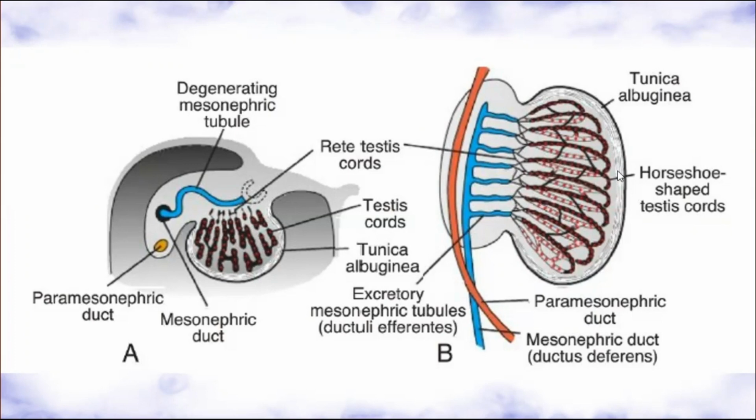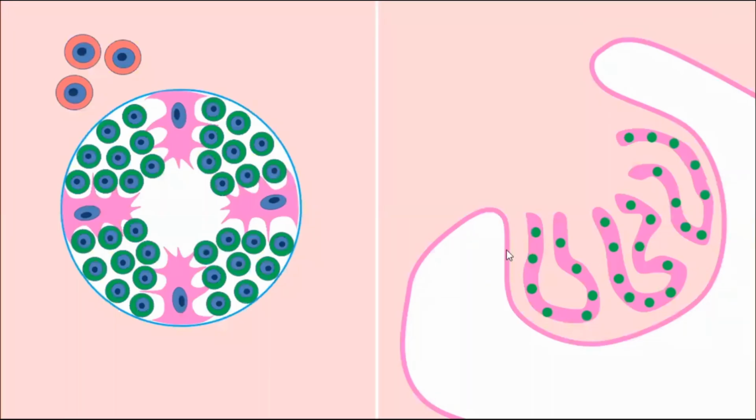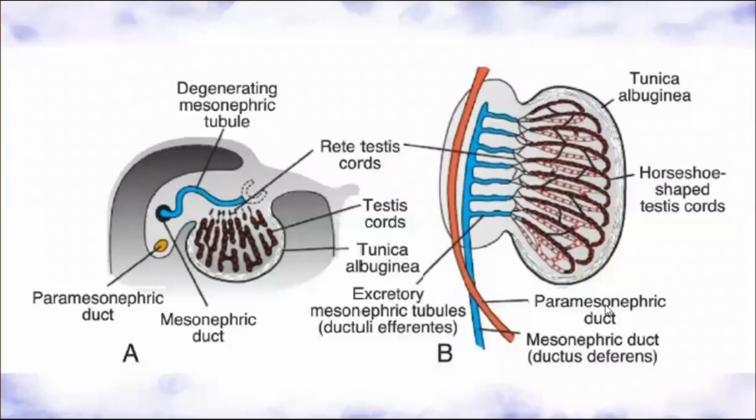Tunica albuginea develops from mesenchyme, from this mesenchyme which is located under the germinal epithelium, which remains on the surface of the testis. And mesenchyme also forms the septa of the testis, which separate the testis into lobules, and intralobular connective tissue also develops from mesenchyme. So connective tissue usually develops from mesenchyme, and in different organs, stroma develops from mesenchyme, embryonic connective tissue.